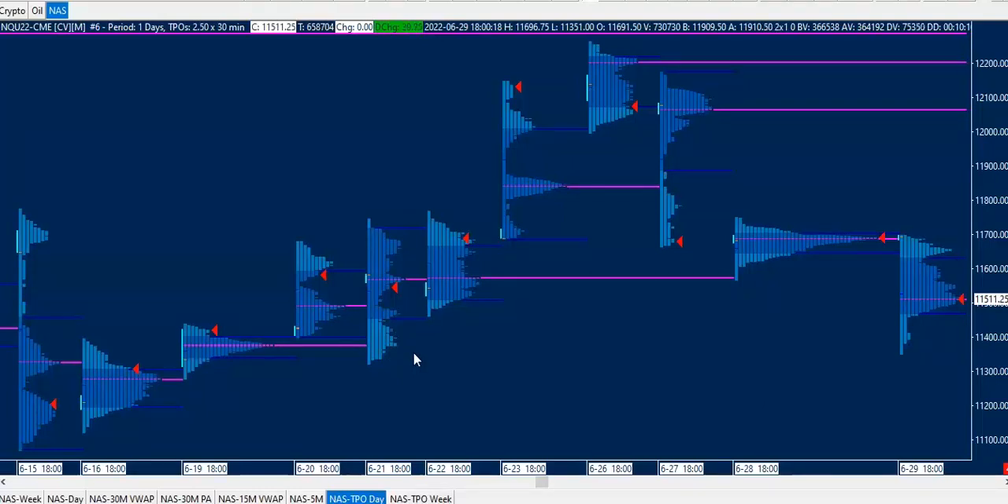And again, just paying attention to where value is established, right? So that includes the value area and the point of control. Primarily the point of control is easiest to watch because, at least the way I have it set up, it's bright, right?